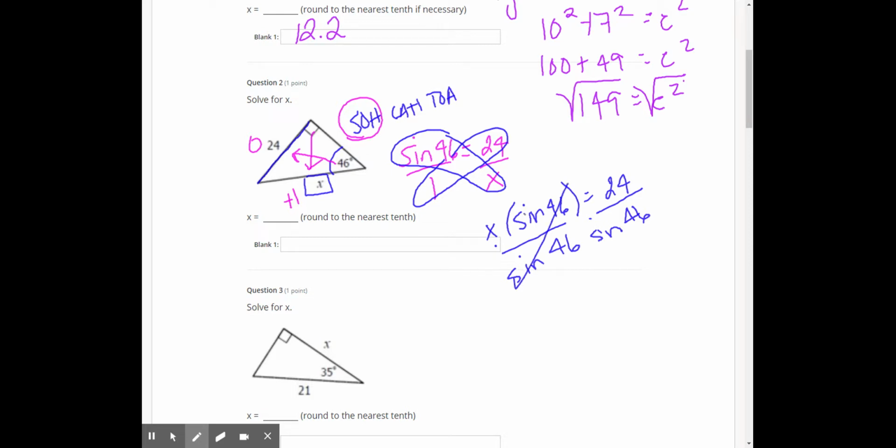So it cancels out on the left side, and we get x equals 24 divided by sine 46. So 24 divided by sine 46, and then I can take out all of this stuff, and I get 33.36. So rounded to the nearest tenth is going to be 33.4. The 6 makes the 3 round up. So all we did was put this in our calculator because we just solved the equation.